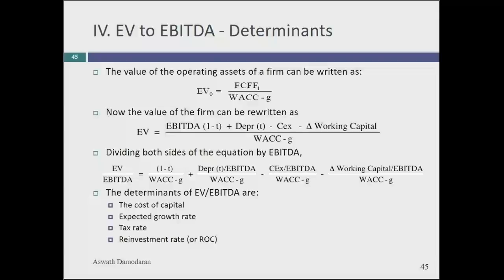I divide both sides of the equation by EBITDA. I now have the variables that drive the EV to EBITDA for a company. And as I go through them, I want you to start thinking screens. You're going to go to Capital IQ and look for cheap stocks based on EV to EBITDA. As I list each variable, start thinking about the screen you run. First, I want companies with low tax rates.